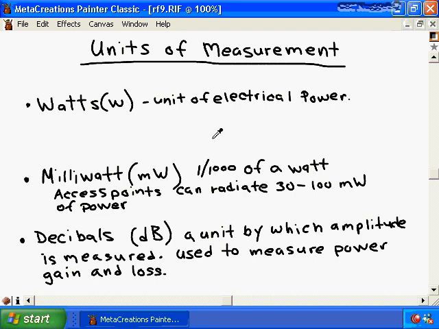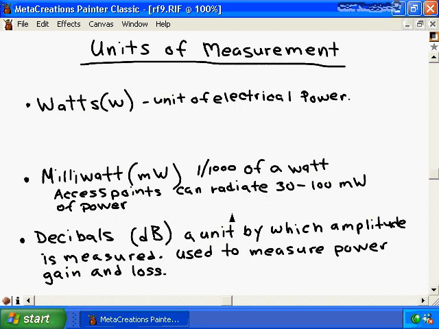And our next unit of measurement is a milliwatt, and a milliwatt is a 1,000th of a watt. And a milliwatt provides enough power to be able to transmit radio frequency signals over short distances. So, for example, 100 milliwatts provides enough power to be able to transmit radio frequency signals up to a half a mile. And most wireless access points can radiate up to 30 to 100 milliwatts of power.